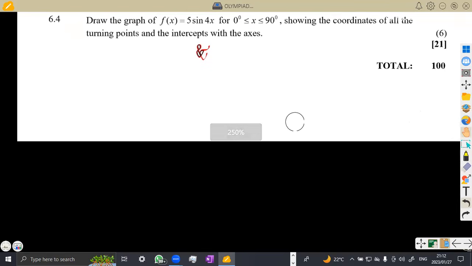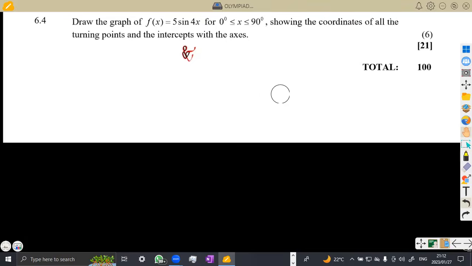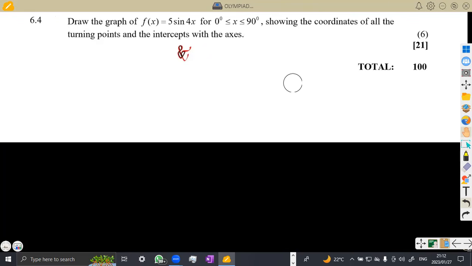Okay, on question 6.4, we are now asked to draw the graph of f of x, which is equivalent to 5 sine 4x, from 0 to 90 degrees. Show the coordinates of all the turning points and the intercepts with the x-axis. Okay, I explained this typical question on another platform. I don't know if it was for the members only videos, but I still remember that I explained this type of question. Okay, let's write our question down, so you explain the other part later on.